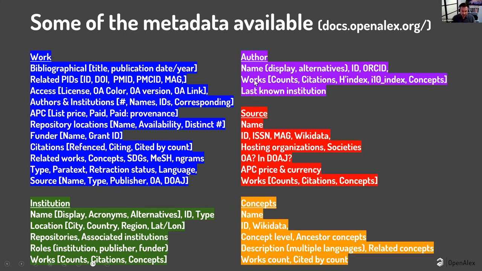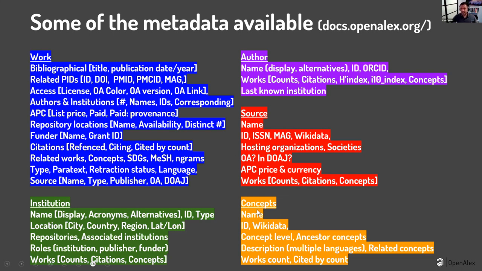Authors, probably what you expect, some high-level information, the display name and alternate name variants that have been used, last known institution. For source, also things you're probably expecting, but in addition, the hosting organization and societies of those repositories or those journals, APC price and currency and things like that.